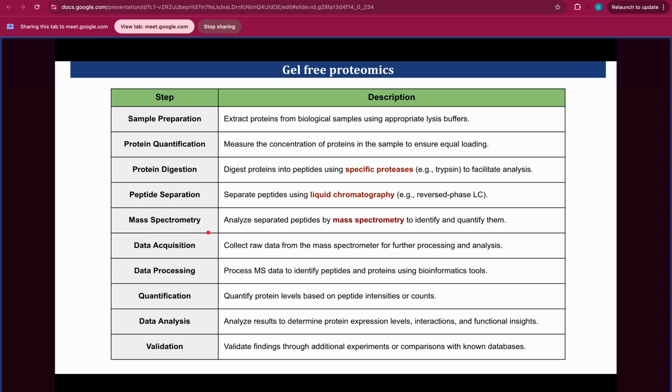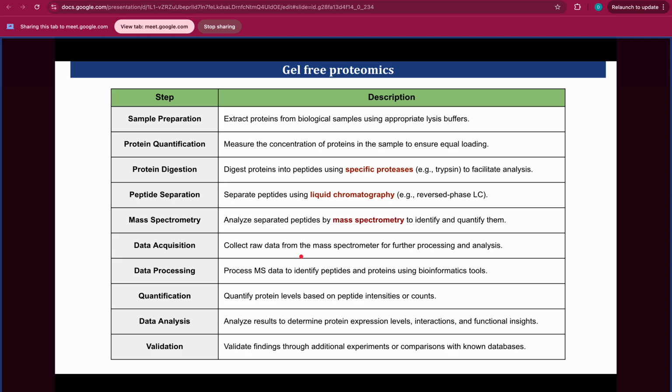Then we will go for mass spectrometry to analyze the separated peptides. Mass spectrometry will help us identify the peptides, that is, what the sequences in the peptide are, and it can also help us quantify in what quantity those samples are present. Then the next step is data acquisition. These steps are quite general and will be followed in each and every technique. After performing mass spectrometry we will get the spectra, then we will acquire that spectra and collect the data.